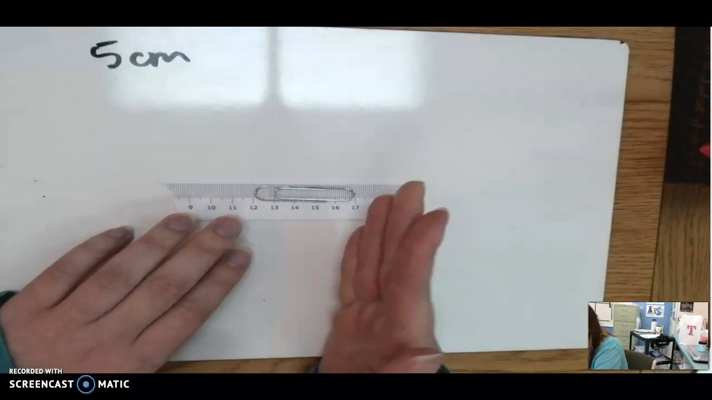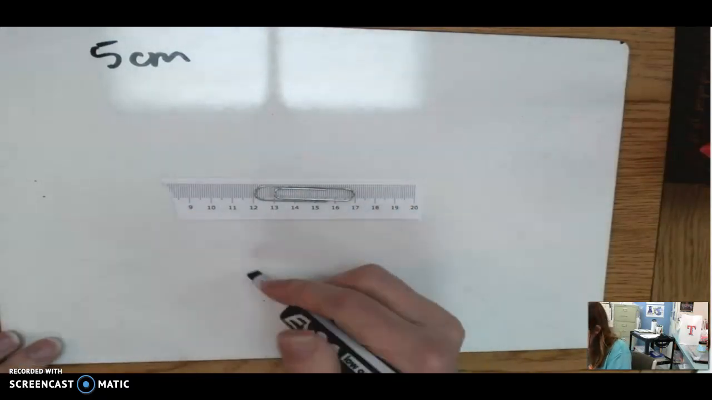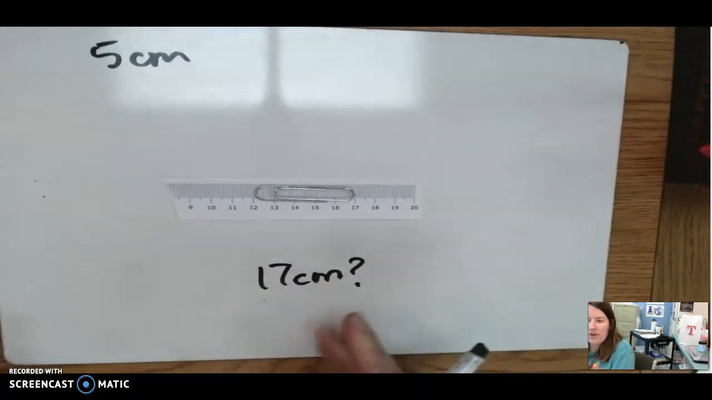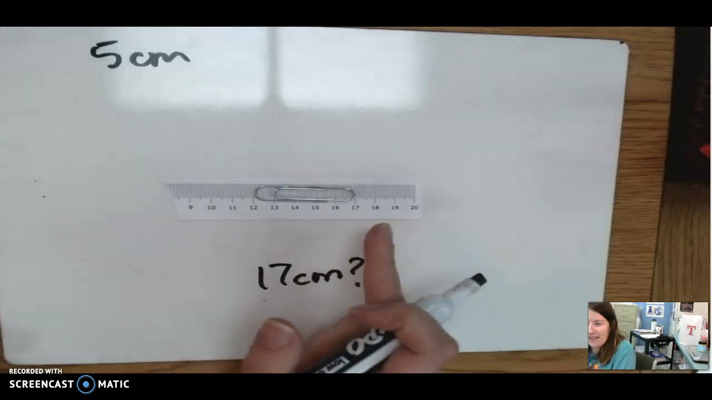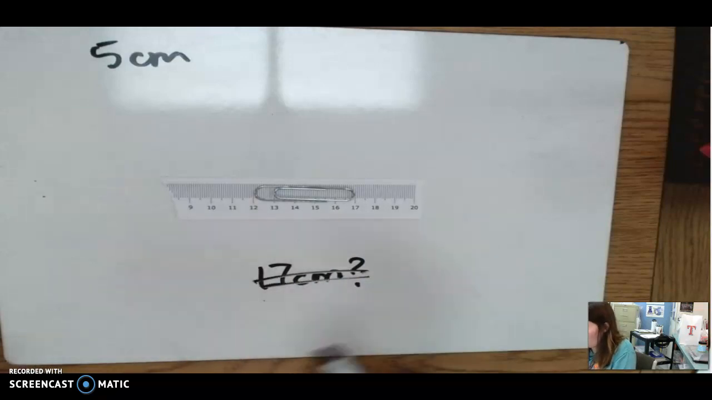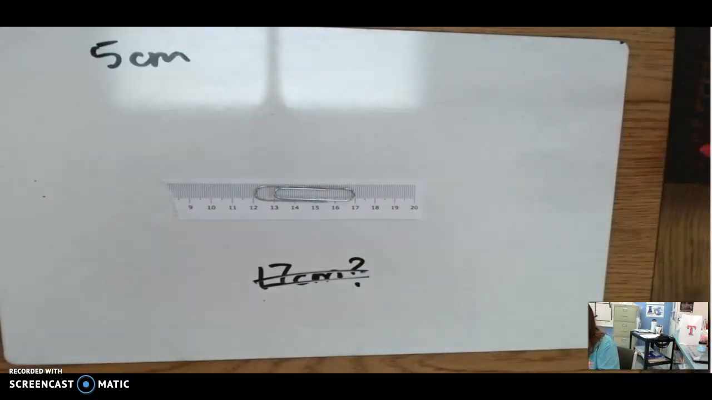Now this paper clip, it's ending at 17 centimeters. Now, does this mean this paper clip is 17 centimeters long? Gosh, no, that would be the largest paper clip ever, right? Because it ends at 17, doesn't mean it's 17 centimeters long. What you're going to have to do with something like this is that we are going to use it kind of like a number line now.